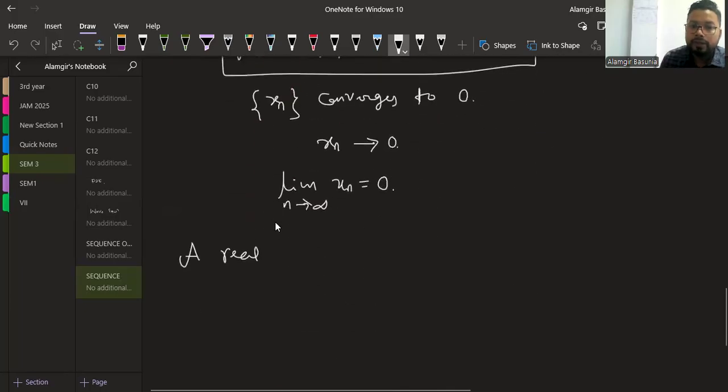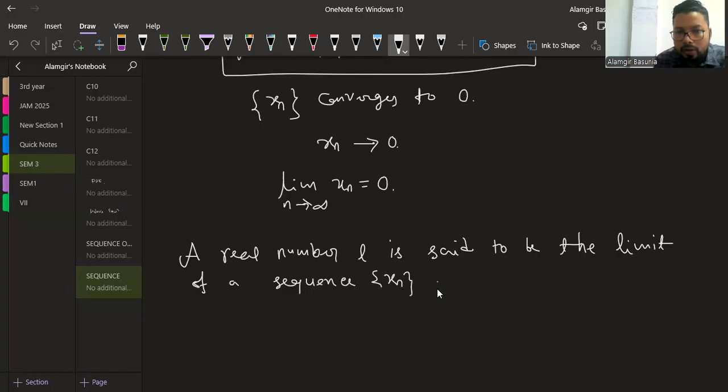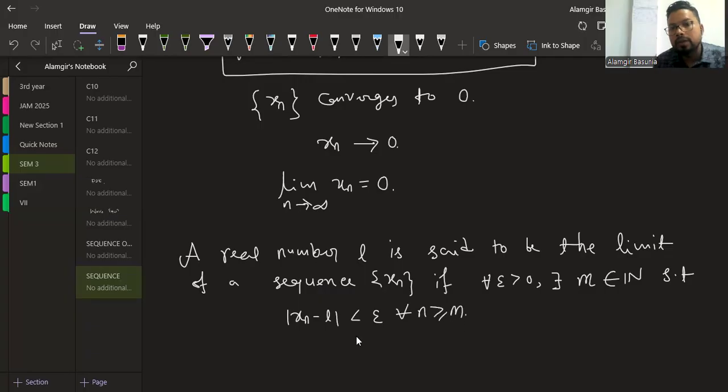Or this definition, the limit of a sequence, we can give the definition this way: a real number L is said to be the limit of a sequence xn if for all epsilon greater than 0 there exists a natural number m such that mod of xn minus L is less than epsilon for all n greater than or equal to m. That is the definition of convergence of a sequence and limit of a sequence.